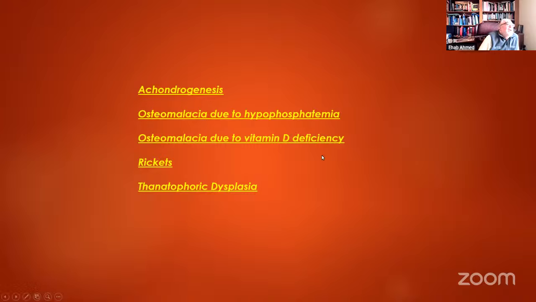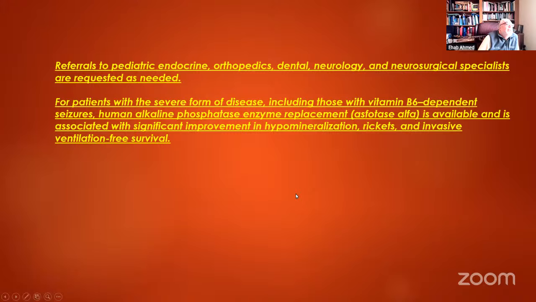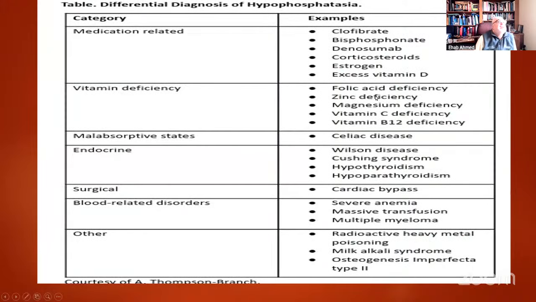Other remote differential diagnoses include achondroplasia, hypophosphatemia, osteomalacia due to vitamin D deficiency, rickets, and thanatophoric dysplasia. Of course, rickets, this is in older babies. Okay, and this is some example of the medications that could affect the metabolism of phosphate, of alkaline phosphatase, causing differential diagnosis for hypophosphatasia. The most important one is the one that we use too much in the NICU, which is the steroids.